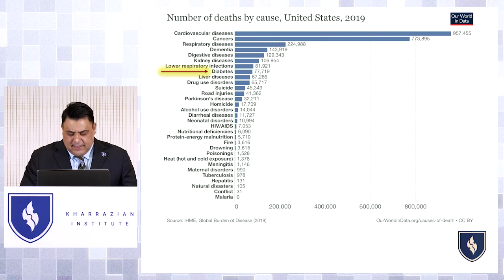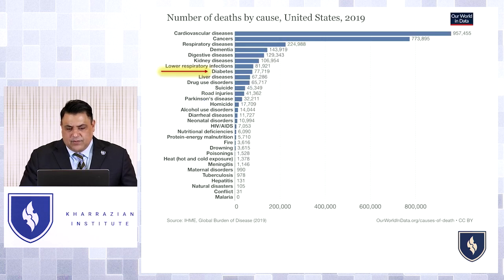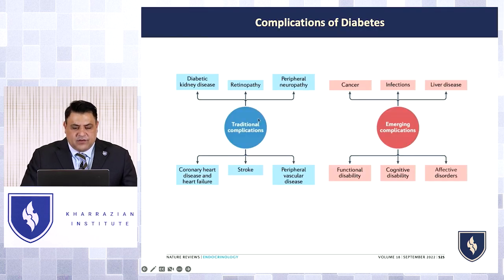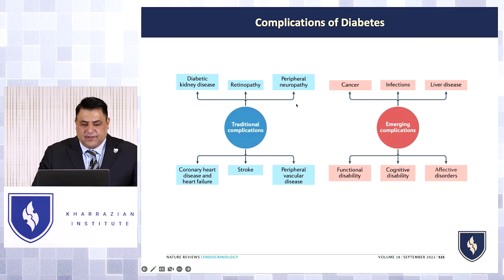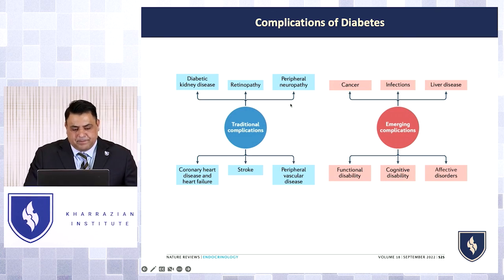Then we get into diabetes, and you can see diabetes is a leading cause of death. It's in the top 10, but for sure the leading cause of blindness, leading cause of amputations, and with very clear symptoms and warning signs of diabetes, you have frequent urination, frequent thirst, increased appetite, fatigue, sugar cravings, and cuts that heal slowly. In the past, they've looked at traditional complications of diabetes and they're like, it can damage the kidneys and cause peripheral neuropathies.